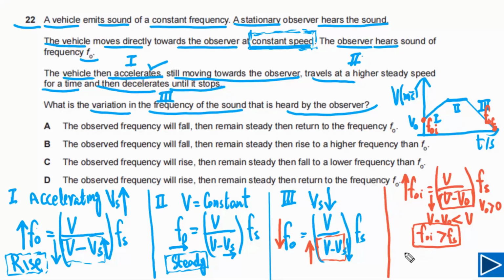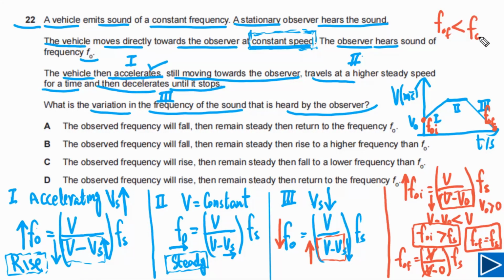Now if you look at the final observed frequency, f0 f is equal to v over (v minus 0), multiplied with fs. In this case, this v will be cancelled with this v. The final observed frequency is simply equal to the frequency of the source. The final observed frequency is less than the initial observed frequency. Very important point. We need this one for the answer.